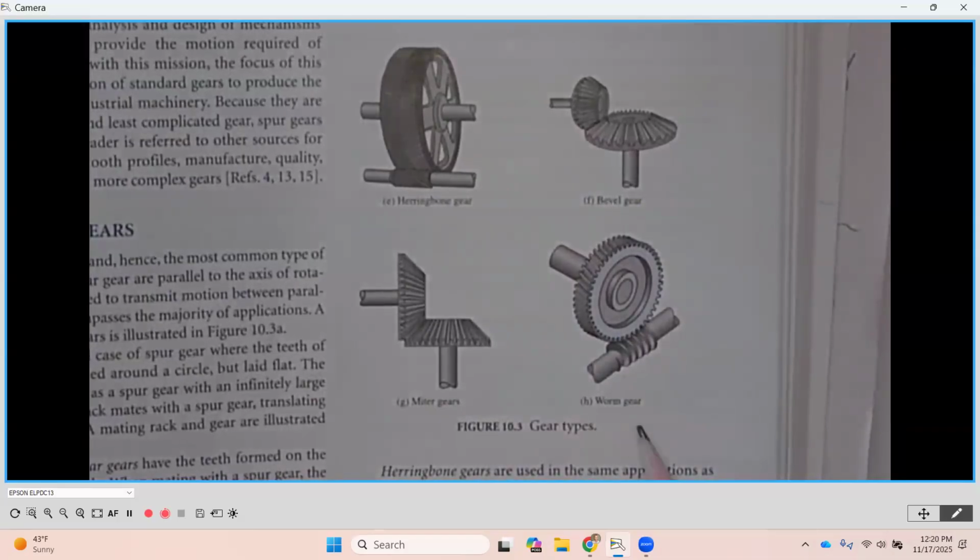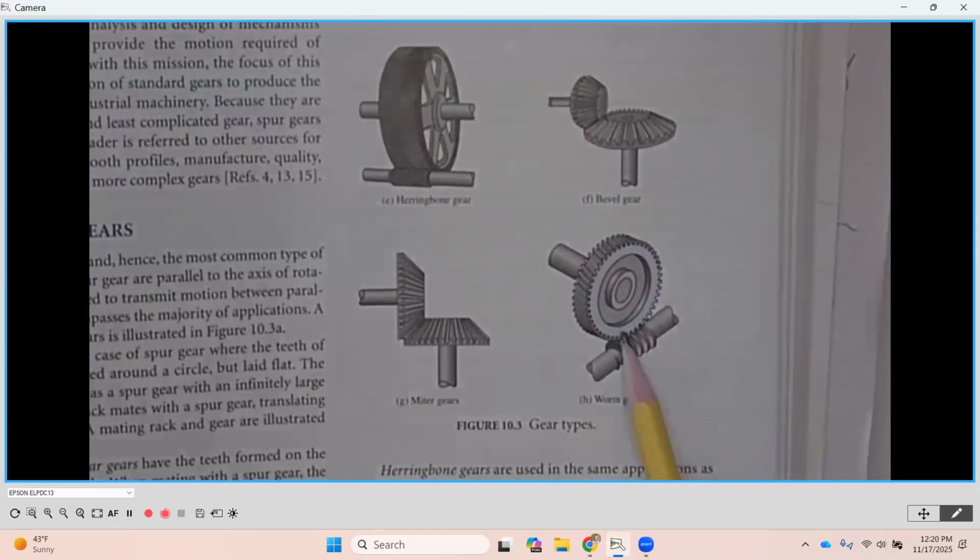And then lastly, we have the worm gear set here. A worm gear set is going to be the spiral on what they call the worm, which you would kind of equate to our pinion.